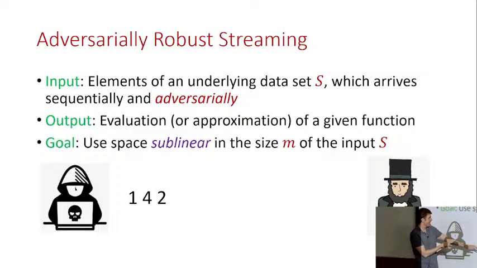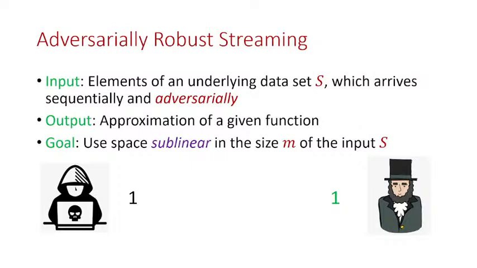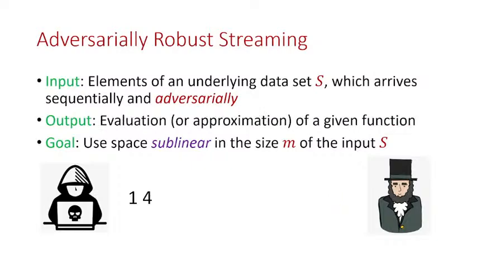It generates the number 4, then it gets to see the algorithm's output. So, let me go back. It sees that the algorithm output 1, and then it decides, based on that, what its next streaming input is going to be. And it says, okay, I'm going to give you the number 4. It sees that the streaming algorithm output 2 distinct elements, so the streaming algorithm is still correct.